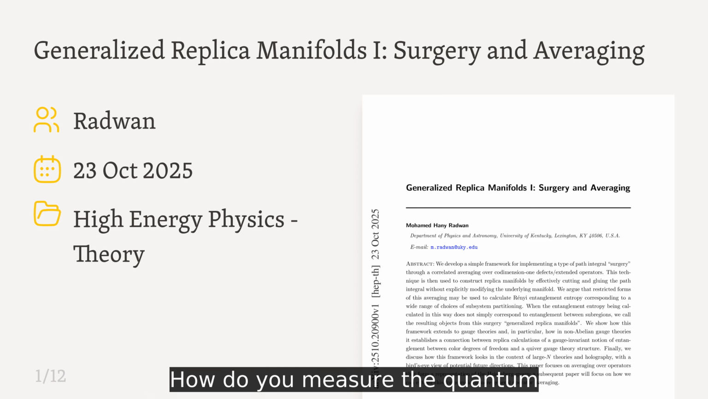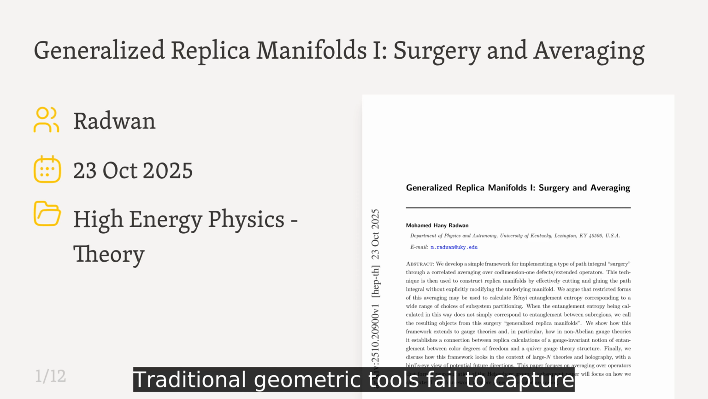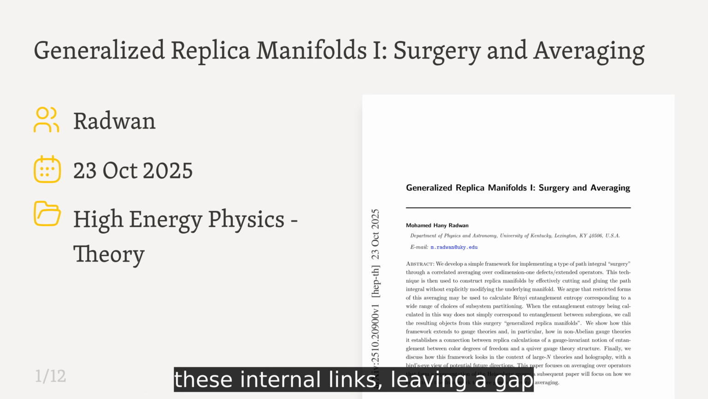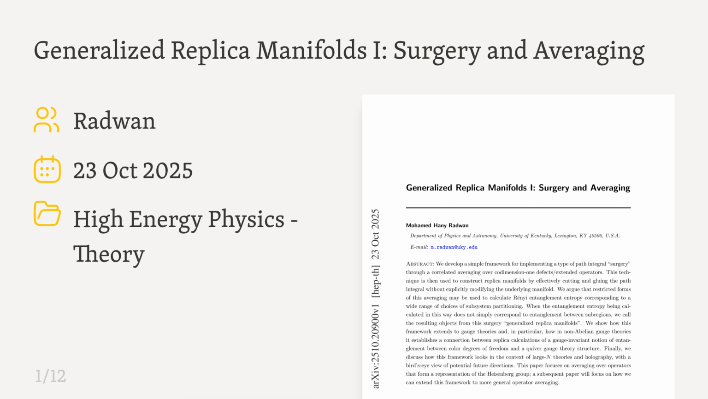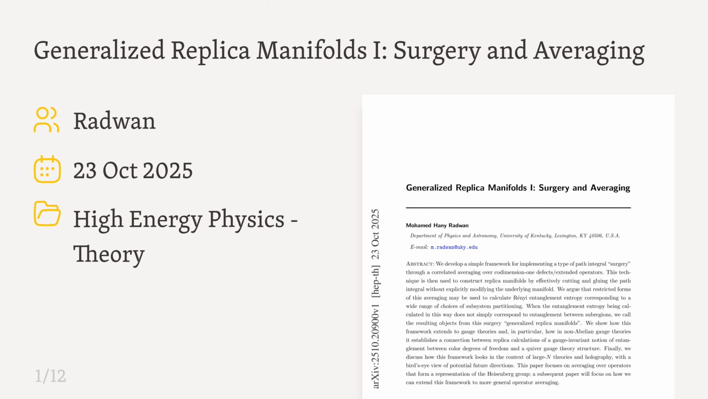How do you measure the quantum connection between two fields that exist in the same location but differ only by internal properties like color? Traditional geometric tools fail to capture these internal links, leaving a gap in our understanding of quantum gravity. This paper introduces a method called path integral surgery to solve this problem.